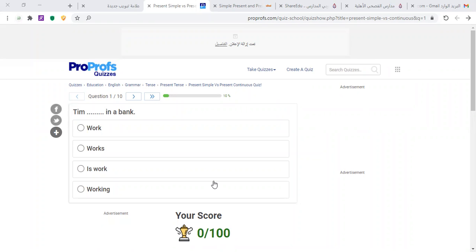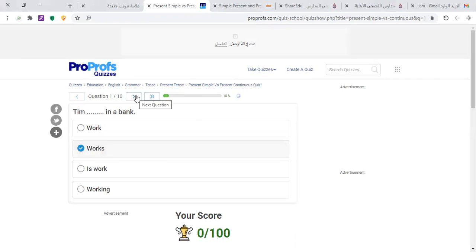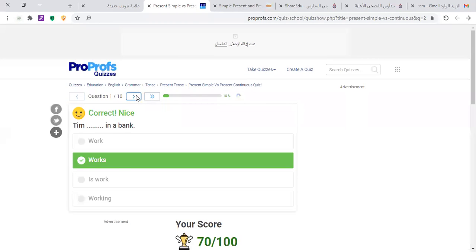Okay, let's see. The first one: Tim in a bank. You have work, works, is work, or working. What do you think? Yalla Ranim. Works. Works. Let's see. Very good. Let's move on to number 2.